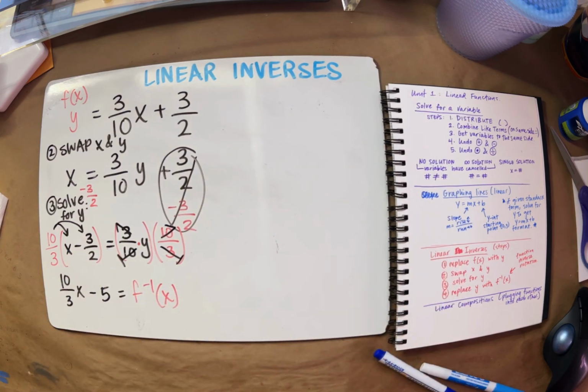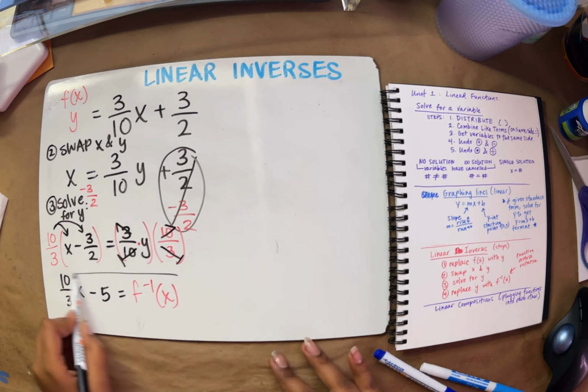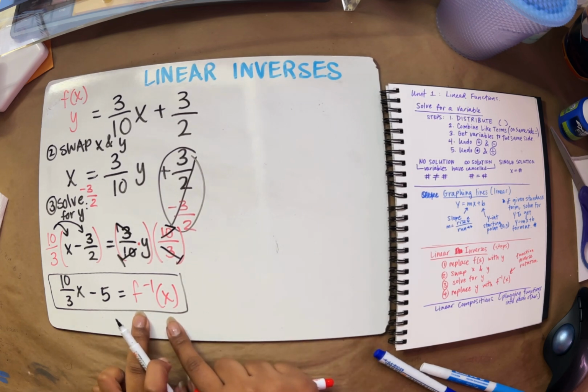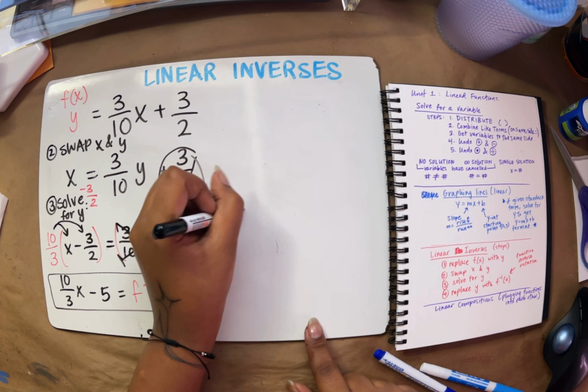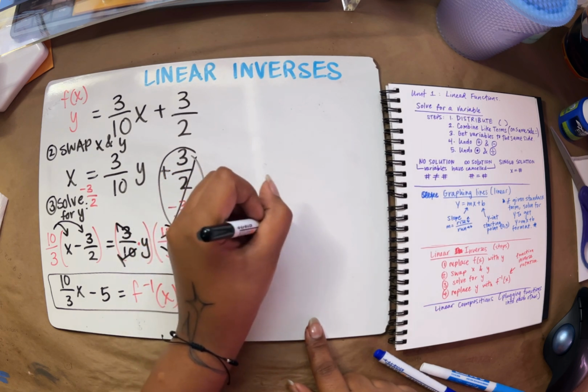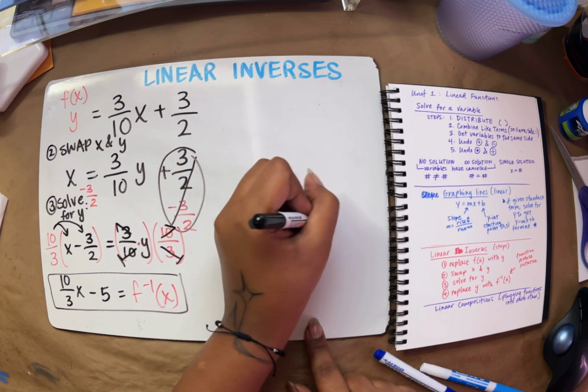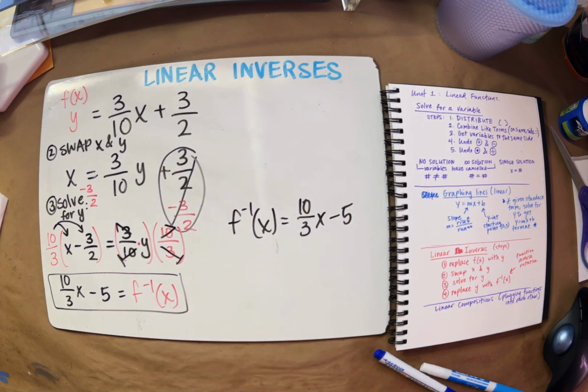All right, my friends, that is all that there is. We're done. If you want to be in really good graces, though, I would move this to the front. So it's f of negative 1 of x is equal to 10 over 3 times x minus 5, because this is the best notation for it.